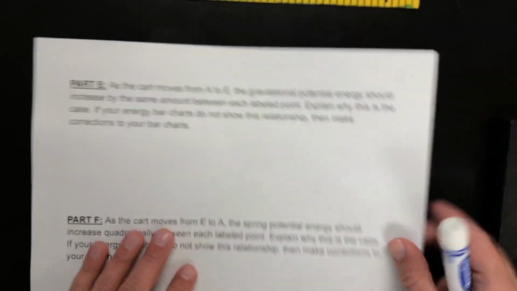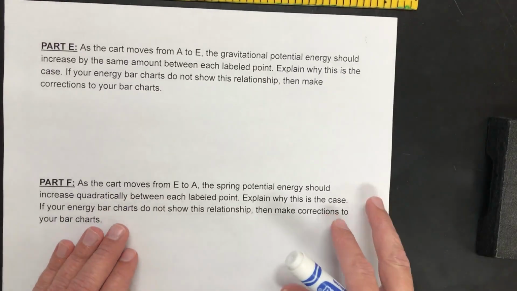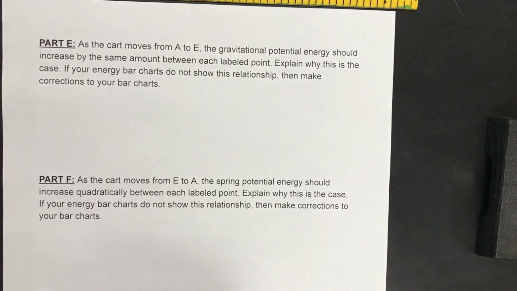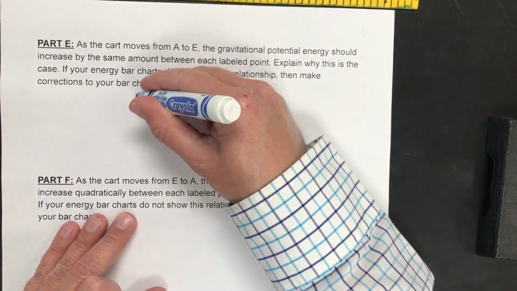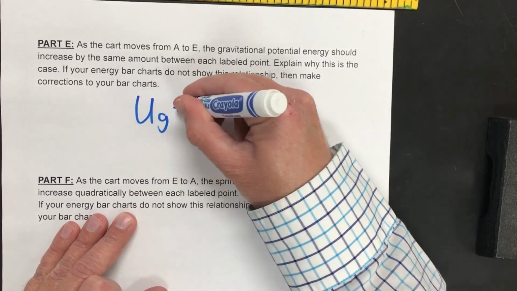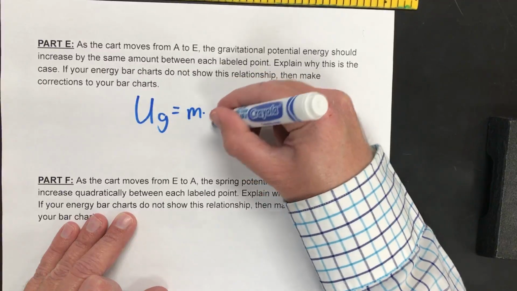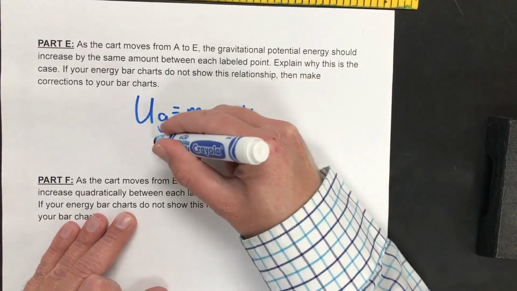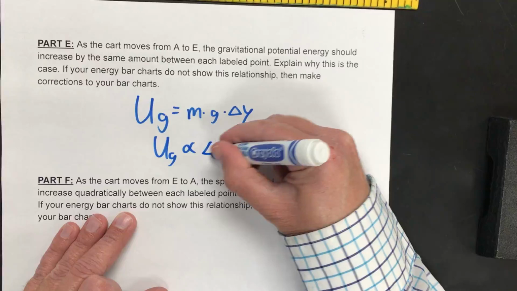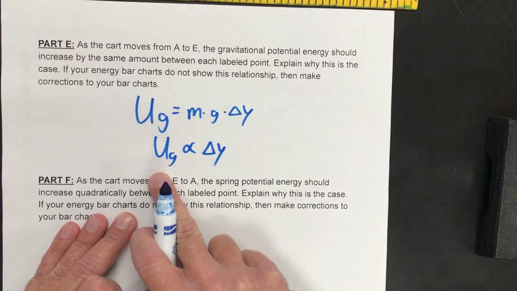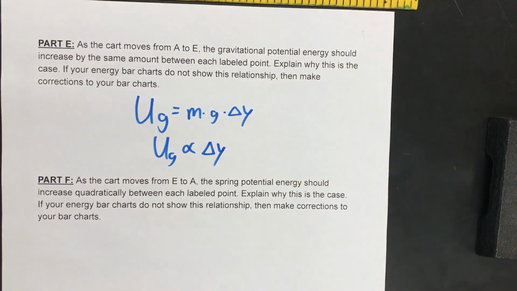Part E here says, as the cart moves from A to E, the gravitational potential energy should increase by the same amount between each labeled point. Explain why this is the case. Well, we sort of already did. Gravitational potential energy is mass times gravity times your height. So it is proportional to your height. Double your height, double your gravitational potential energy.